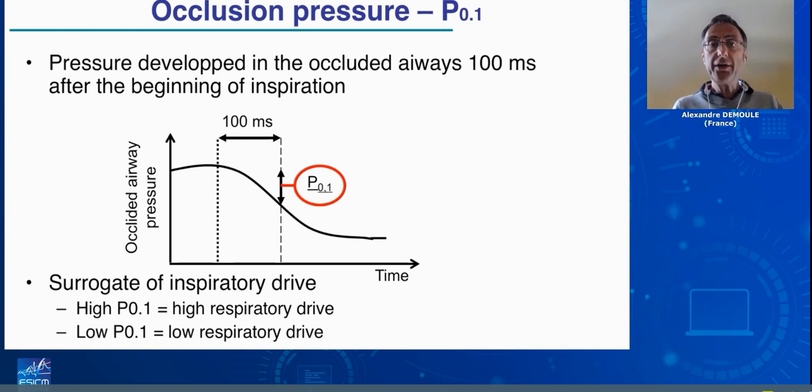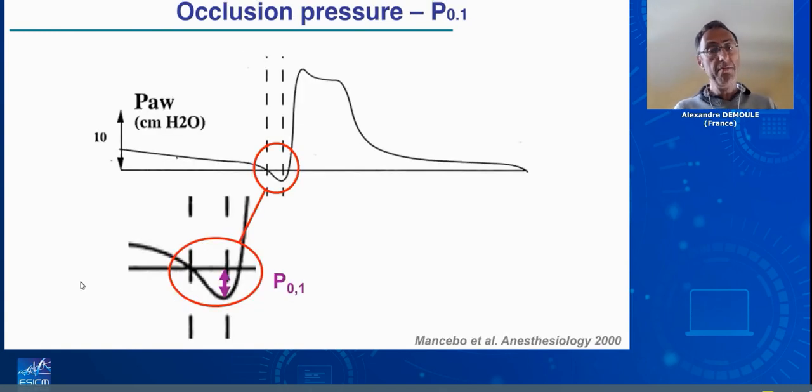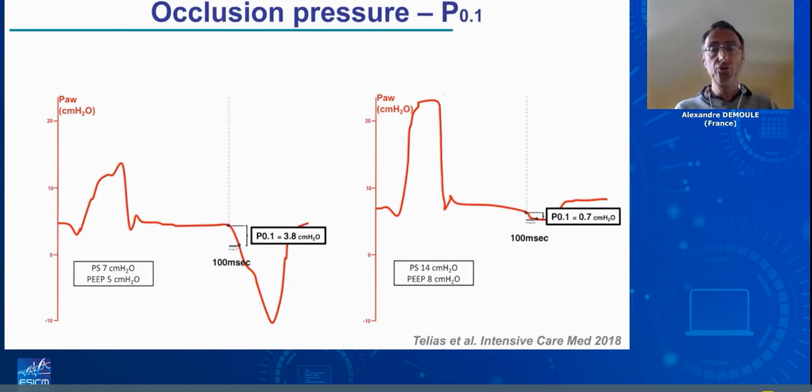So 100 milliseconds after the beginning of inspiration, the pressure we measure is a surrogate of the automatic drive to breathe, what we call the respiratory drive. And a high PO1 means a high respiratory drive, a low PO1 means low respiratory drive. In many ventilators, this measure has been automated. And here are two examples from the paper of Irene Telias. You see here a patient with a huge PO1 and a patient here with a low PO1.